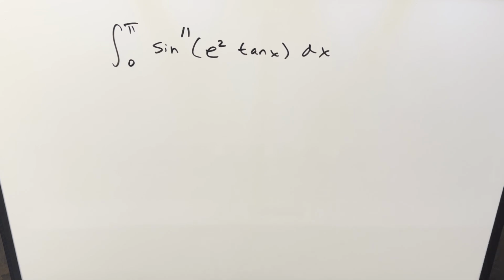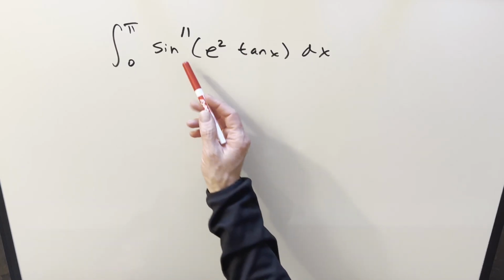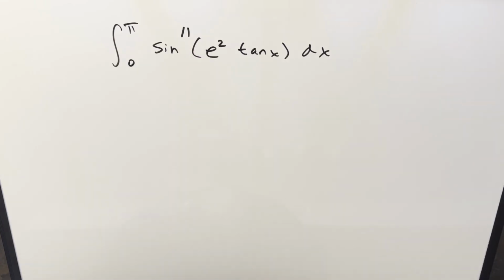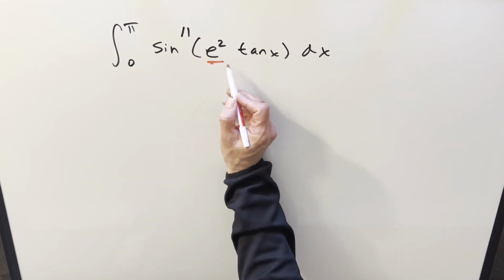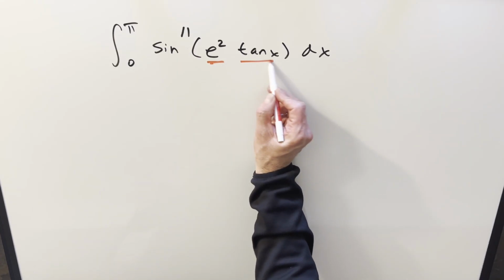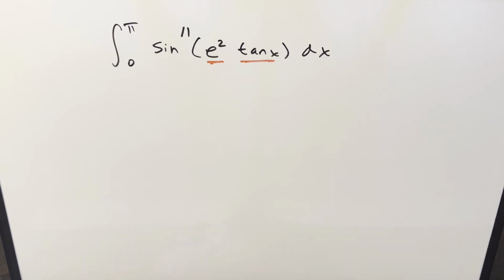Okay, we have for today an interesting integral. We've got the integral from 0 to pi, sine to the 11th, e squared tan x dx. Okay, this has a lot of intimidating parts to it. Like, we don't really want to reduce sine to the 11th. We don't really want e squared inside of the sine, and we don't really want tangent inside of the sine.